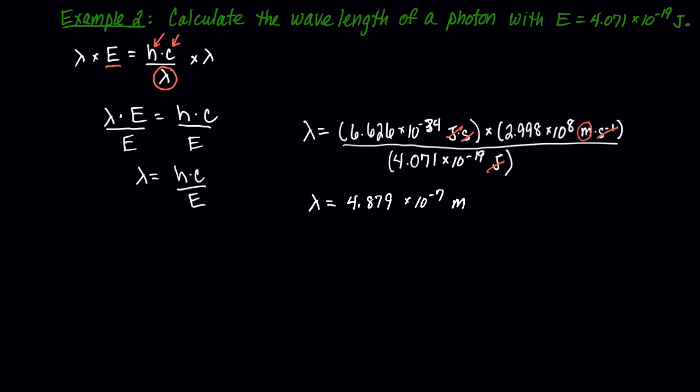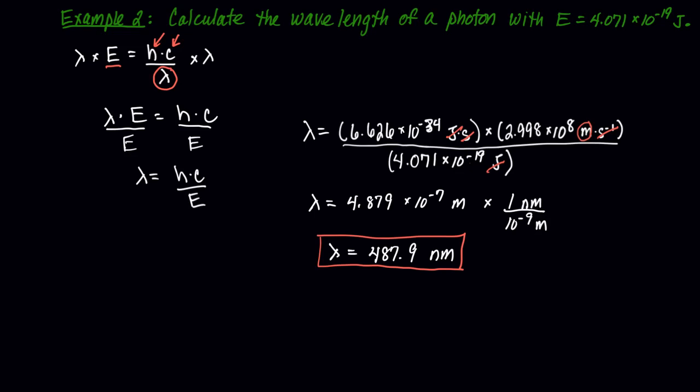If we want to convert that to nanometers, we can say 1 nanometer is equal to 10 to the minus 9th meters. So lambda is equal to 487.9 nanometers. A photon with energy equal to 4.07 times 10 to the minus 19th joules has a wavelength of about 487.9 nanometers.